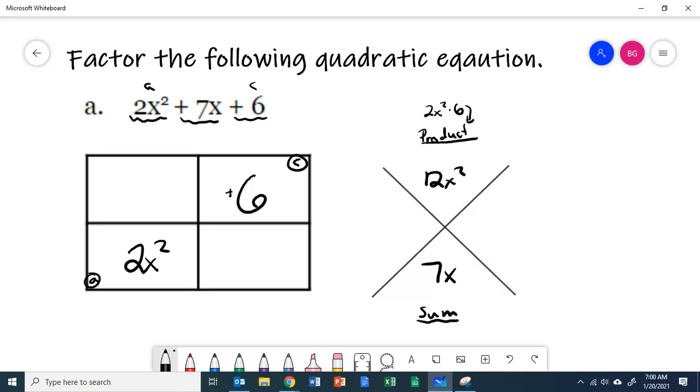And if you want to call that a letter, you could call that B. So B is going to be our sum, if you want to help reference that.